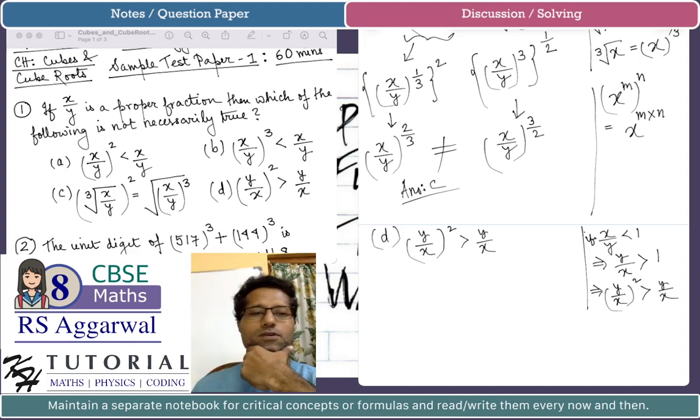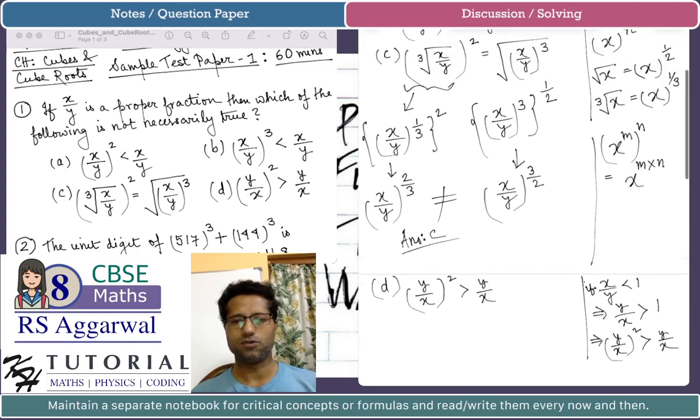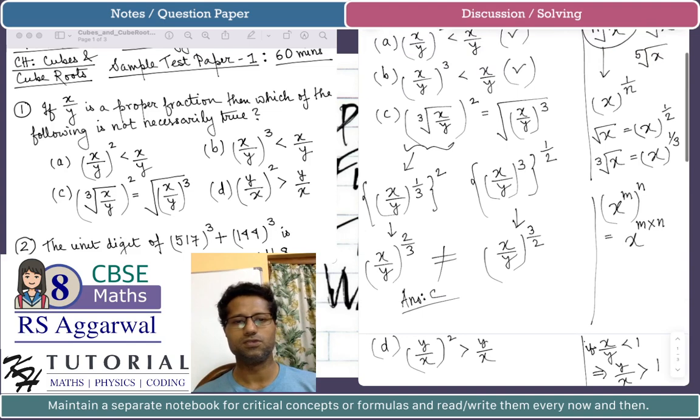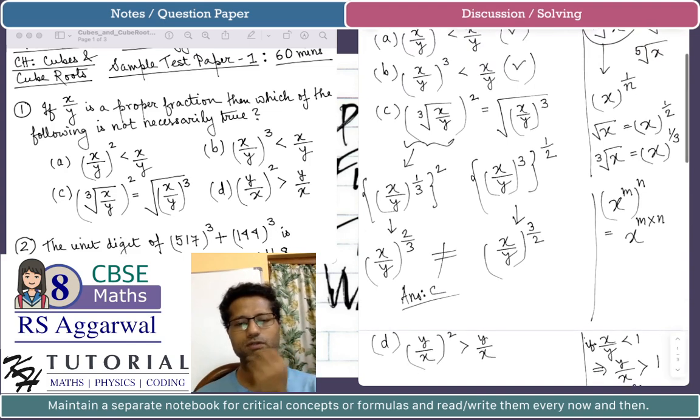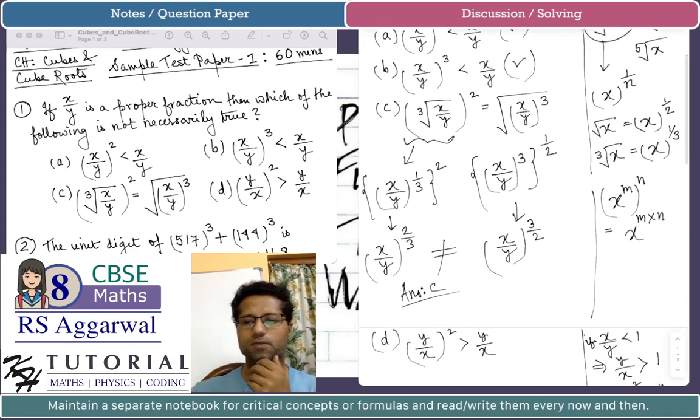Now the proof of this property, that is A, B and D, I will try to provide in a separate video, because I am not yet ready with the proof, but this is always true. So for problem 1, the correct choice is answer C. C is not always true. C will be true only when x by y is equal to 1, because 1 to the power of any m is always equal to 1.